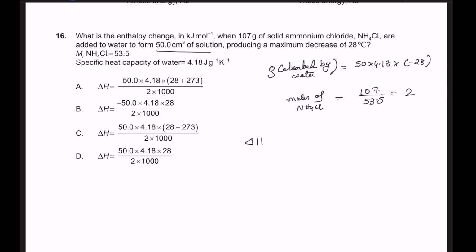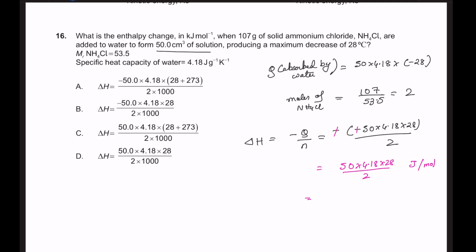So this is 2. Delta H is negative Q over n. Use this formula. So negative of negative 50 times 4.18 times 28 divided by 2. Make them positive. So the final answer should be 50 times 4.18 times 28 by 2. Unit will be joules per mole. But here your answer has to be in kilojoules, so we will divide it by 1000. Comparing with the options, I think option D is the right answer.